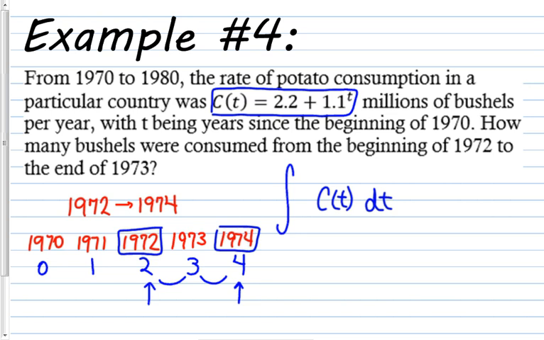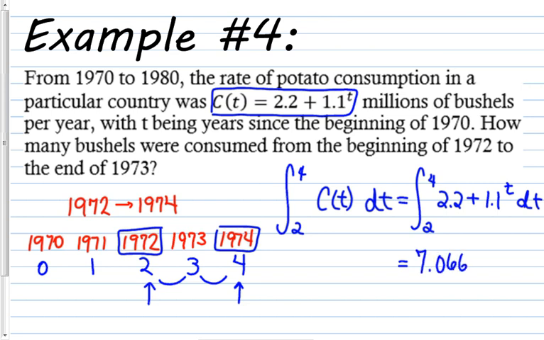So 2 to 4. And then this is a great calculator question. You plug this baby right in there. 2, 4, 2.2 plus 1.1 t dt. And see what you get. And what you should get is 7.066 millions of bushels, right? Because that's what the units of measure here were. Millions of bushels.